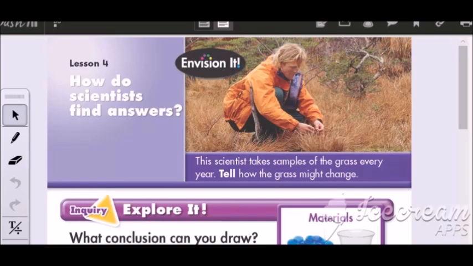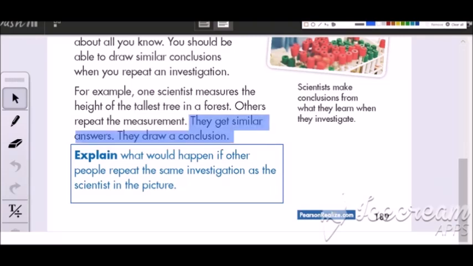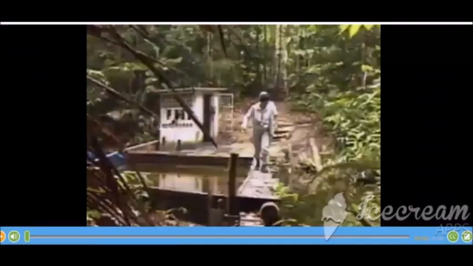And now let's answer the question, page 189. What will happen if other people repeat the same investigation as the scientists in the picture do? Yes, they will get similar answers because they draw a conclusion. And now let's watch this video.